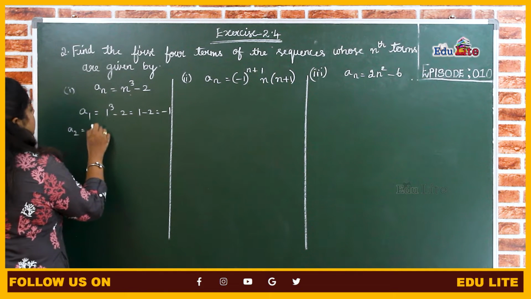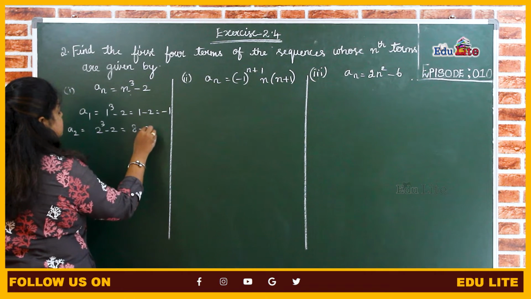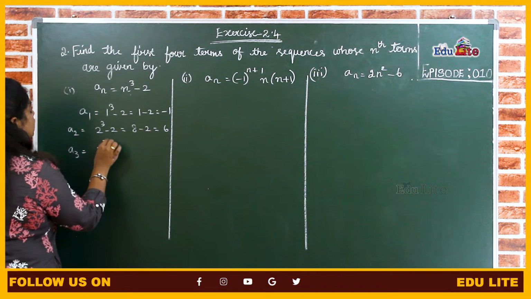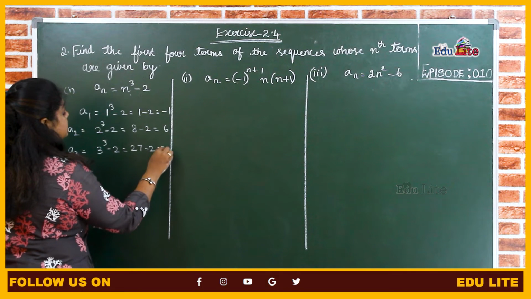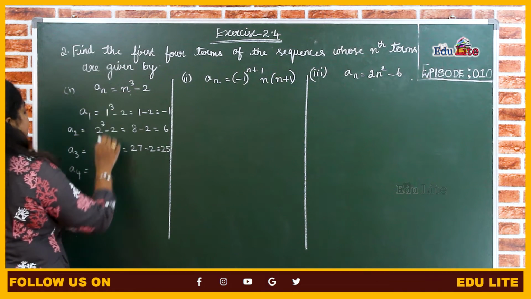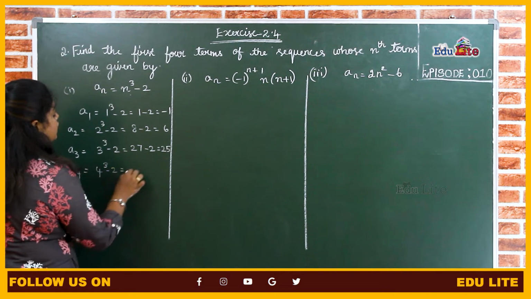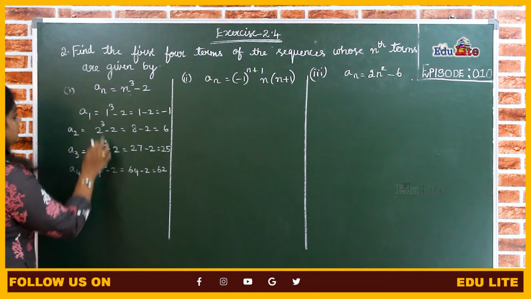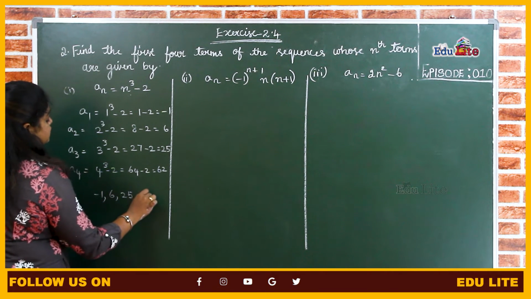Next, a2, the value of n is 2. 2 cube minus 2, 2 cube is 8, minus 2 is 6, the second term. Next is the third term, n value is 3. 3 cube minus 2, 3 cube is 3 3s are 9, 9 3s are 27, minus 2, therefore the third term is 25. To find the fourth term, we substitute the value of n as 4. So, 4 cube minus 2, 4 cube is 4 4s are 16, 16 into 4, 64, minus 2, which is 62. Therefore, the first four terms of the sequence for this nth term are minus 1, 6, 25, 62.